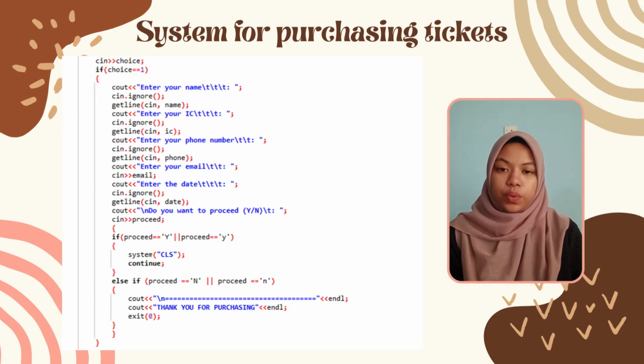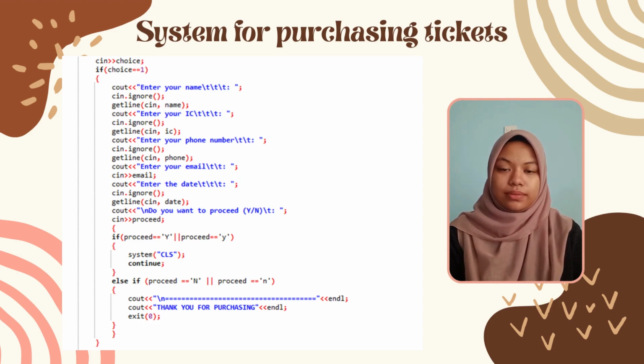And if choice 1, the customer will proceed with customer registration, where we need their name, IC number, phone number, email, and date. Then if the user proceeds with yes, the system closes and goes back to the menu again. And if no, it will display thank you for purchasing.